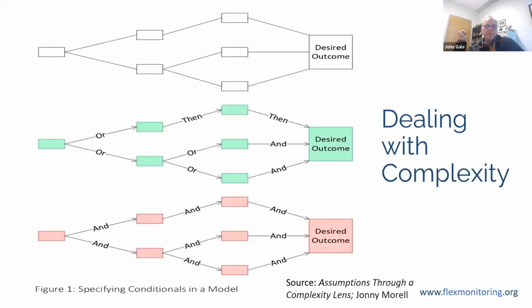Next, please. So, dealing with complexity. I found this slide from an article on dealing with assumptions through a complexity lens. So I'm going to go through each of the examples. The first one is very simple. It shows a fairly straightforward path from one step to the next to a desired outcome. But it is how we typically do logic models.